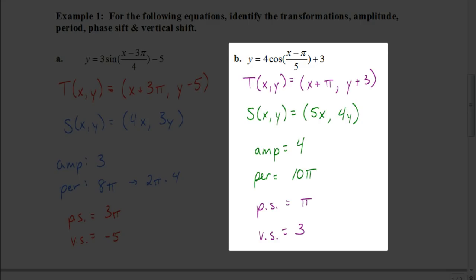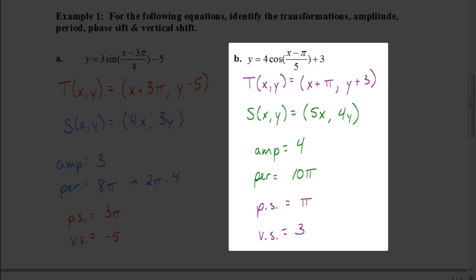Okay, let's see how you did. You should have gotten, as your translation, x plus pi and y plus 3, so it's moving to the right pi units and up 3 units. For your scale change, you should have gotten 5x and 4y, so it's being stretched horizontally by 5 and vertically by 4. So your amplitude then would be 4.